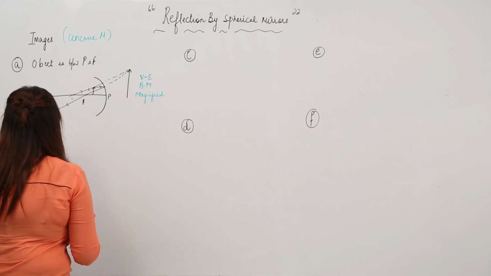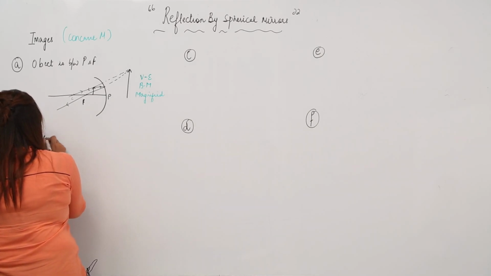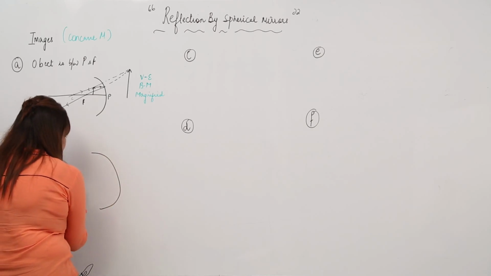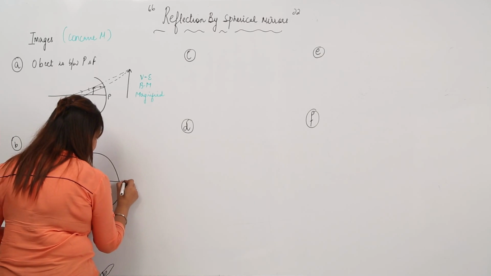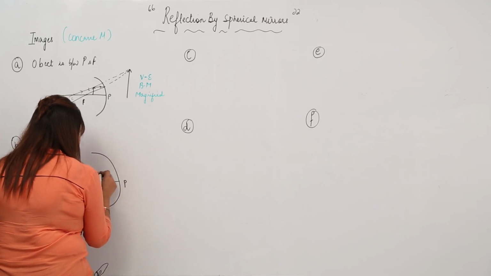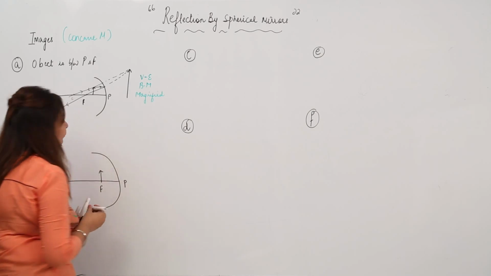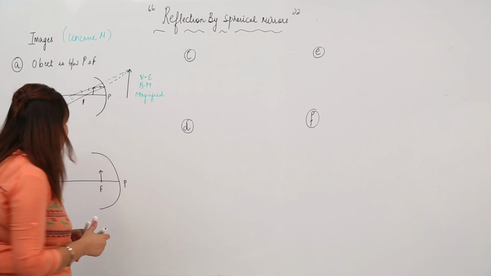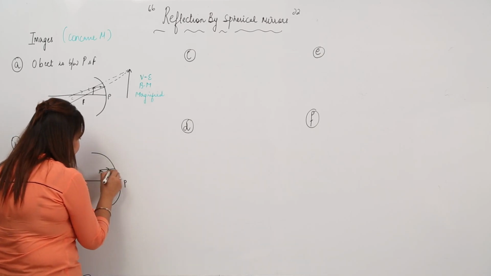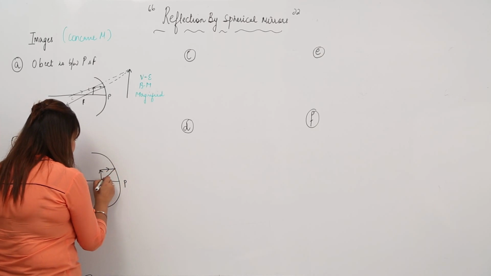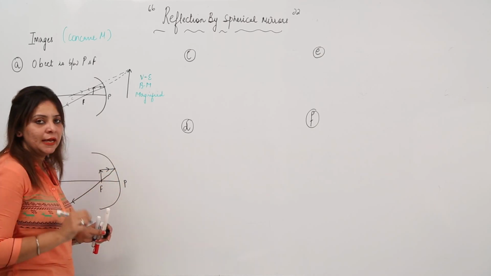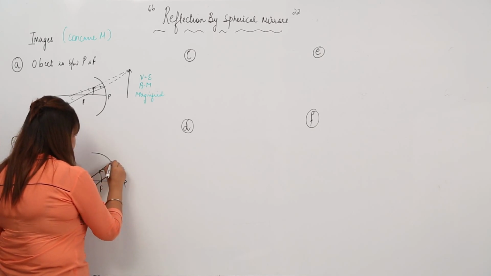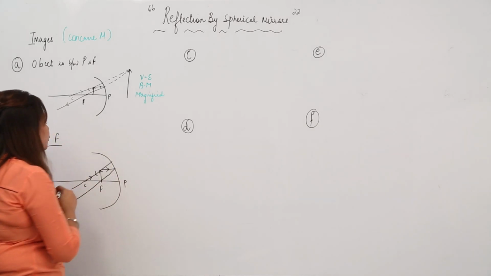Now in the second case, let my object be at F. The position of my object is at F. So this is my concave mirror. Again I am completing the diagram: pole, F, and this is my object. Again I have to consider both the rays. One, a ray coming parallel to the principal axis. We know that a ray parallel to the principal axis, after reflection passes through focus. The second, a ray coming from C. It just rebounds back.